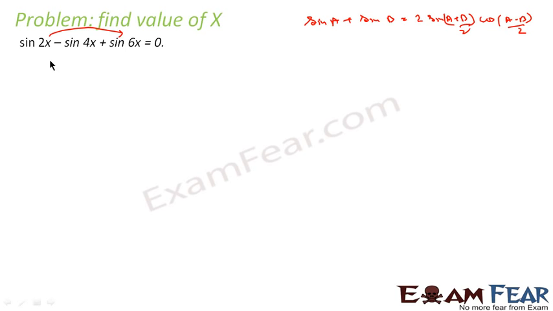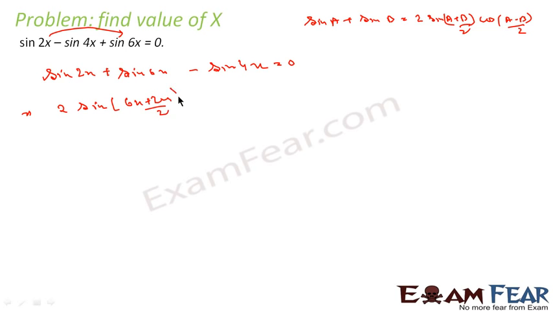So we can write this equation in the form sine 2x plus sine 6x minus sine 4x is equal to 0, or 2 sine of (6x plus 2x) by 2 into cos of (6x minus 2x) by 2 minus sine 4x is equal to 0. We could have also written 2x minus 6x, that would give minus 4x. Cos of minus 4x is anyway cos 4x, so it doesn't matter. We can write 6x minus 2x or 2x minus 6x, it is the same.